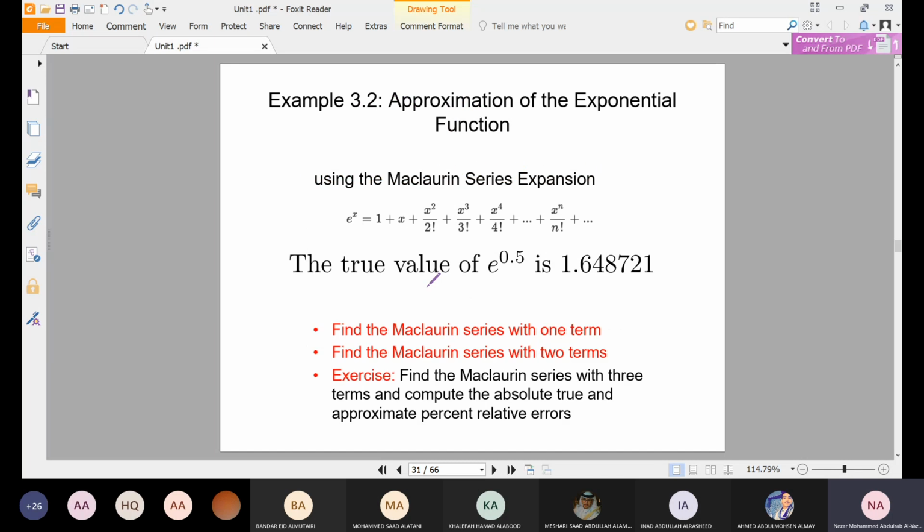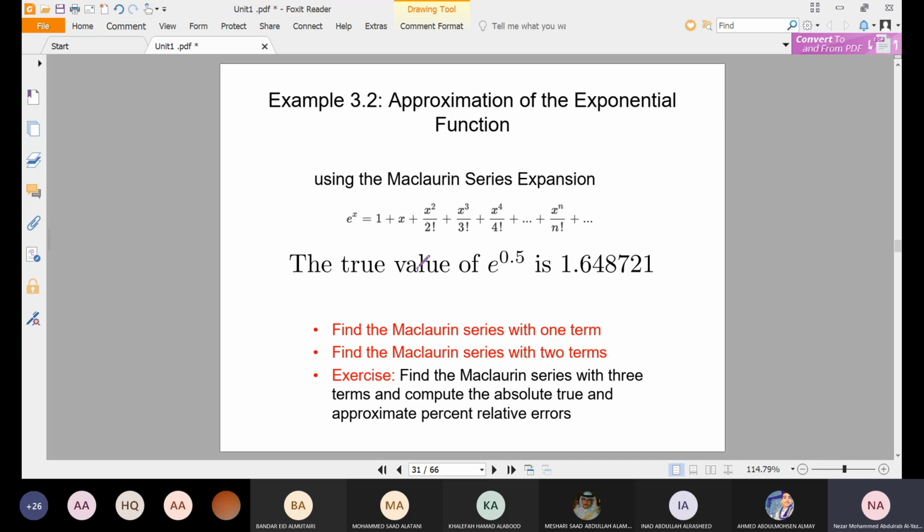Let's take another example here, using Maclaurin series expansions, which is a special case of the Taylor series. So here, for this approximation of the function, we do approximation whether we have the true value or not. Otherwise we compute the true error and the relative true error, and also we compute the approximation error and the relative percentage error.